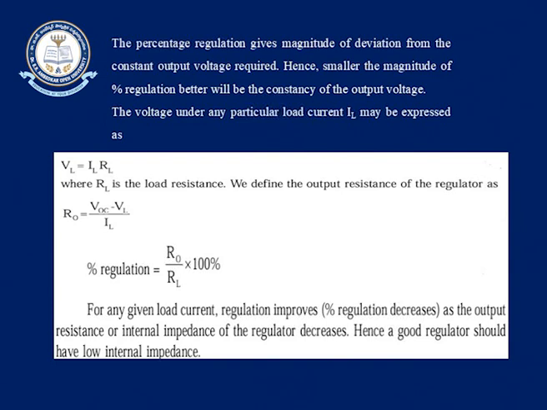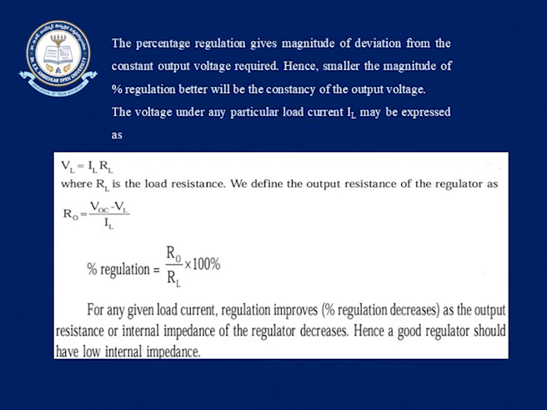pretty well, V equals IR. The same thing we are going to be using here, the load voltage VL equals IL into RL. That is the same formula we are to be using here. IL is the load current, RL is the load resistance. So, from that, what is the R naught value?